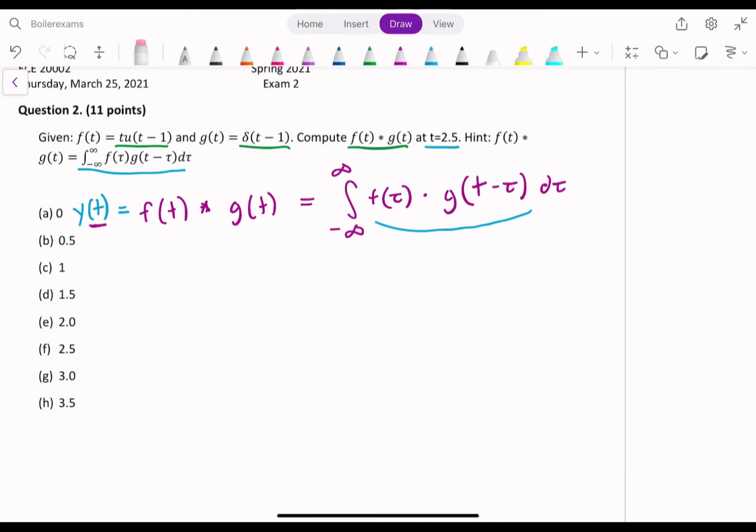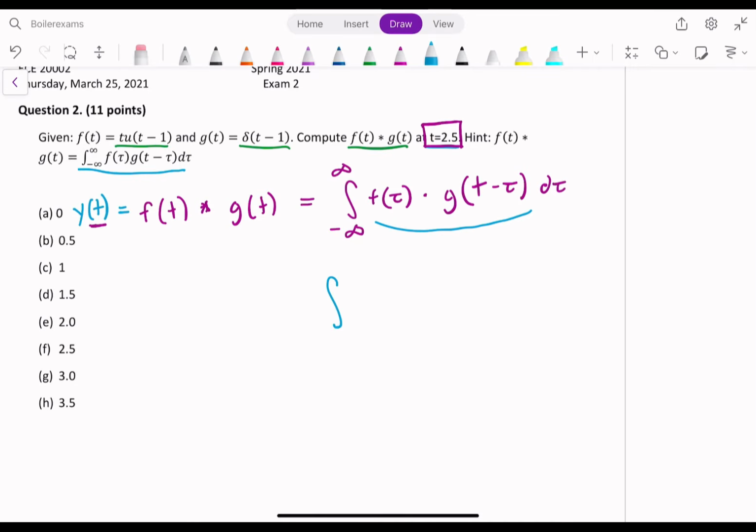Then we integrate the multiplication of those two functions over each other. For each value of t, what we get is a resulting value of this integral that tells us how much those two functions overlap. So what we're trying to do is find out how much these two functions overlap, in the way that we've manipulated them, at t equal to 2.5. Let's go ahead and plug in our values and solve for t equal to 2.5.